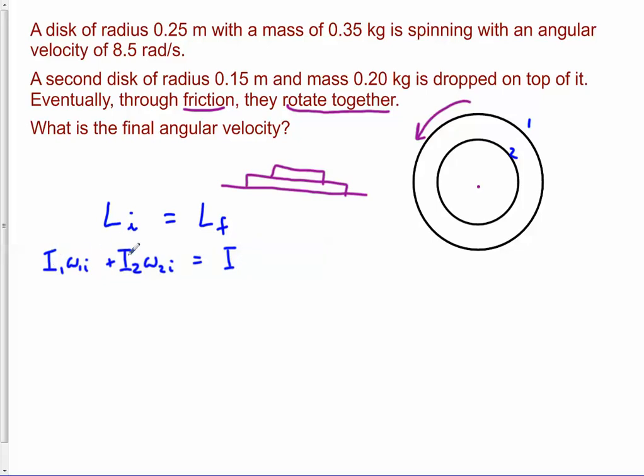Unlike the skater, who actually changed her geometry by pulling her arms in, so her I changed, these disks are not going to change their shape or their size, so the I is staying the same on both sides. So I'm not putting I1i, I'm just putting I1. There's not going to be an I and an F for the moment of inertia. So I1 and I2 times their initial angular velocities. Of course, this one right here is 0, because the second disk that we drop on at first is not rotating. And that's going to equal their final angular momentum.